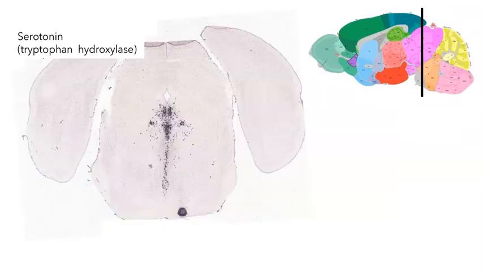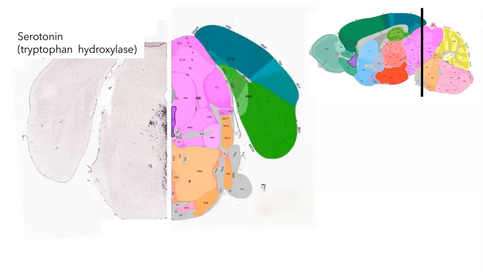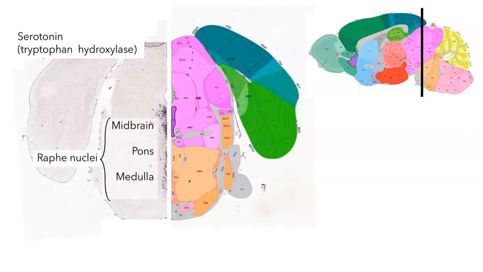And finally, here's an image for serotonin, and I've identified the expression here by tryptophan hydroxylase expression. This is a section that's further back in the brain, and what I hope you can see is that there's a series of nuclei that are staining for serotonin in the midbrain, down in the pons, and in the medulla. And collectively, these are called the Raphe nuclei, and they're the site where serotonin is produced. So more or less all of the cells that are producing serotonin lie in this deep cluster of nuclei in the brainstem, close to the midline.